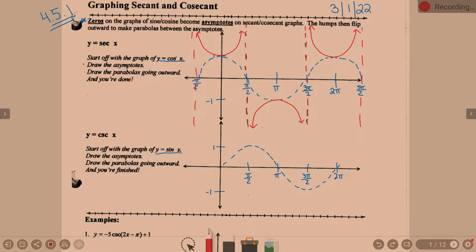After you draw sine, we're going to draw the asymptotes. Where are asymptotes? Pi and 2 pi, and 0. Okay, so there's technically 3 required here. At 0, so at the y-axis, at pi, and at 2 pi. Because those are my zeros. Those are the places my sine curve crosses through the x-axis.